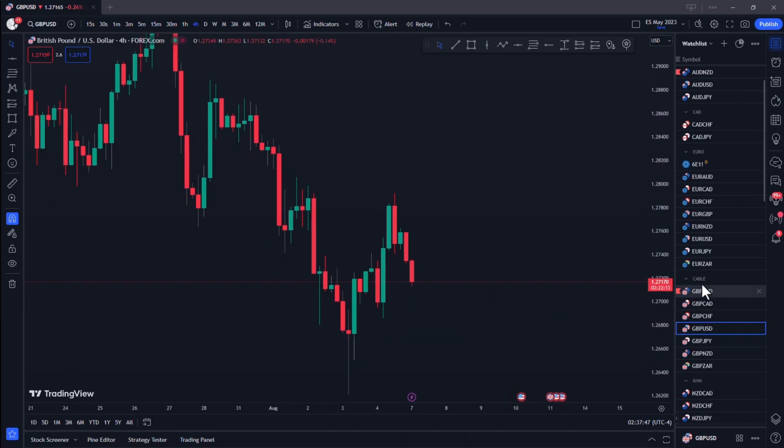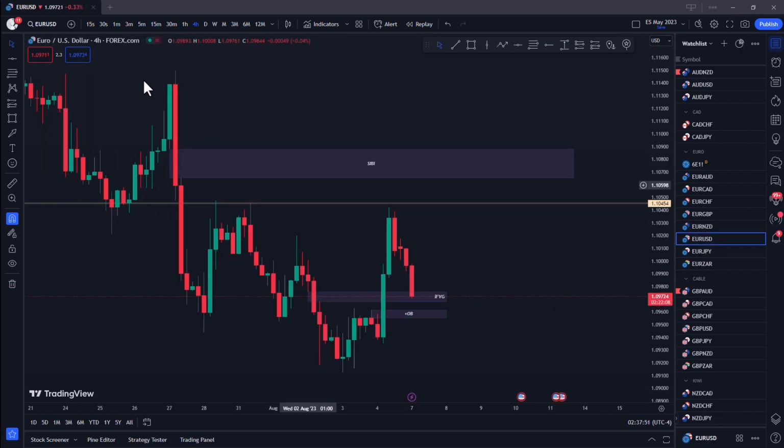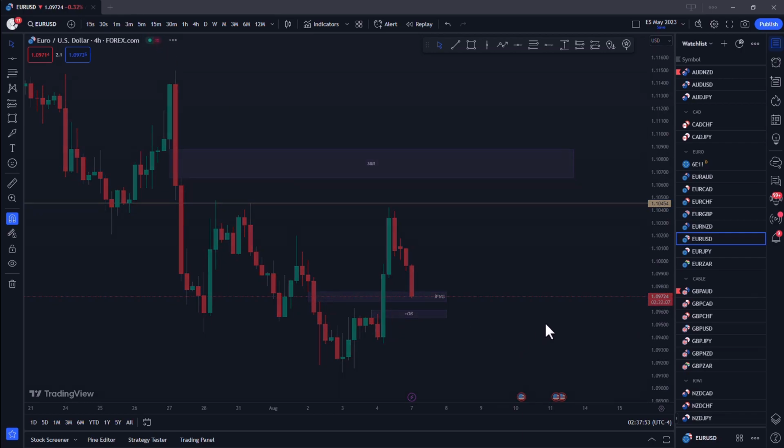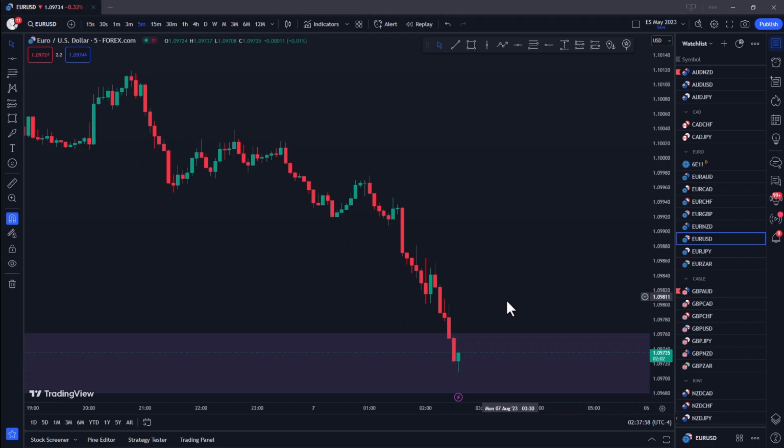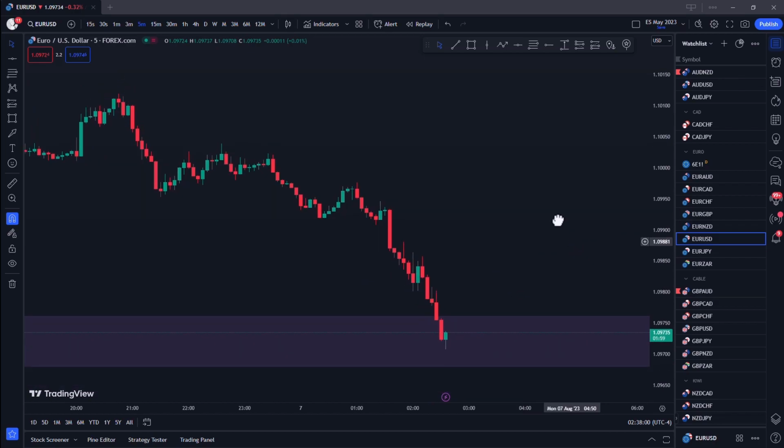I of course will not be trying to catch the bottom of the move. For me to trade this, I would have to go down to our trading time frame, which is the 5 minutes, wait for a displacement for confirmation, then we can trade from there.